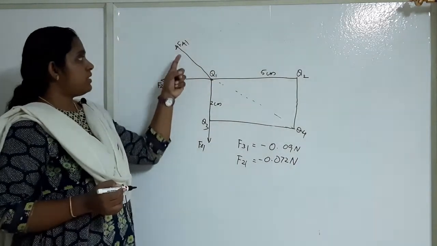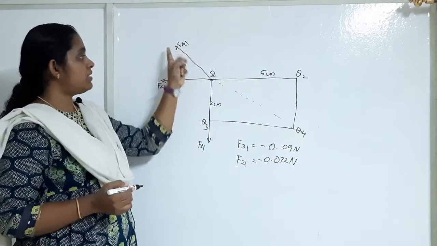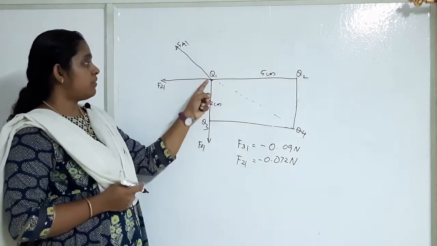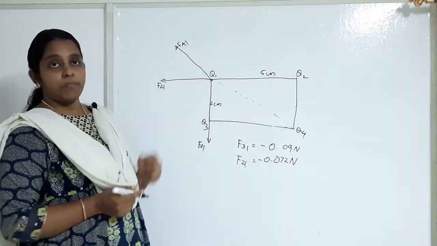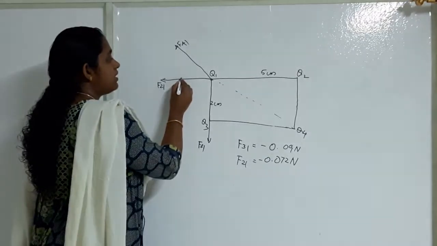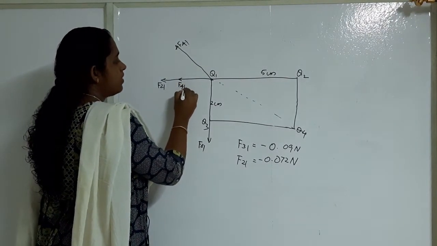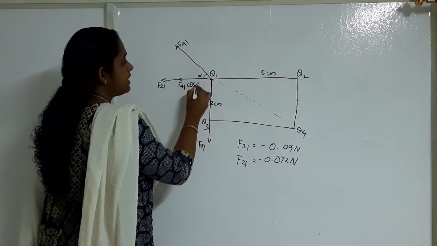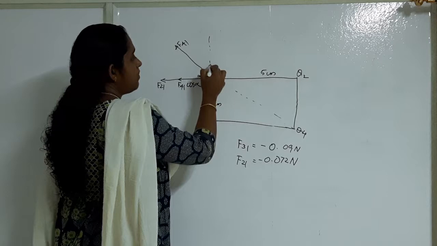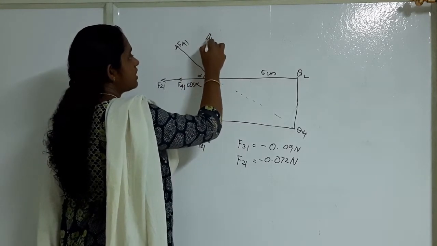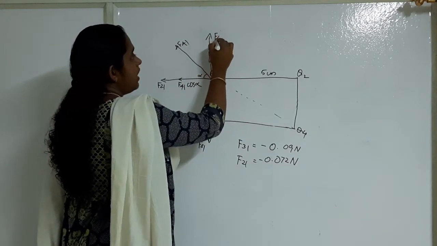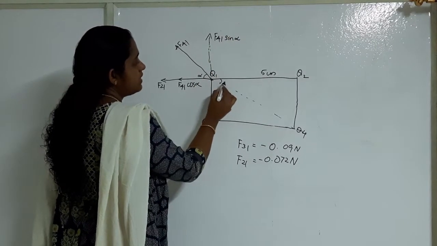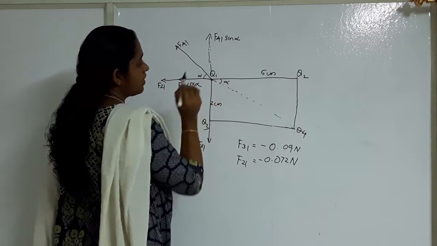Then what about the case of this F41? This will be acting in this direction. So we can take the two components of this F41, one in this direction and one in the perpendicular direction. This angle we can take as alpha. This component is F41 cos alpha, and there is another component of this force in this direction, that is F41 sin alpha. And this angle alpha and this angle alpha are both the same.